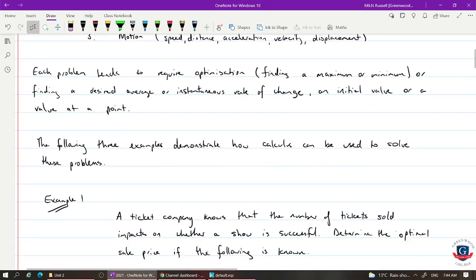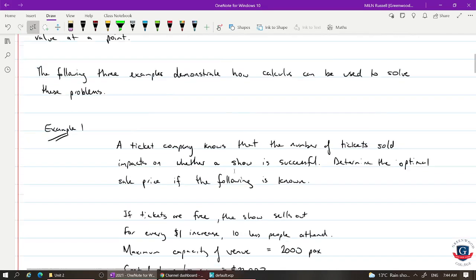Now, each problem tends to require some sort of optimization, finding a maximum or minimum, the desired average or instantaneous rate of change, an initial value, or a value at a point. The following examples demonstrate how calculus can be used to do these things.